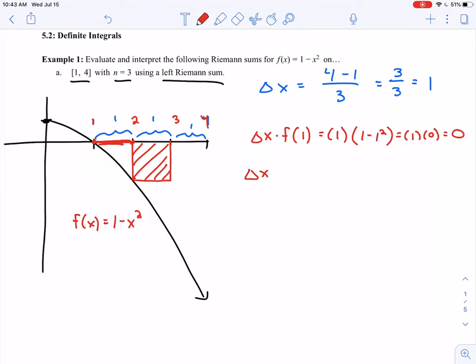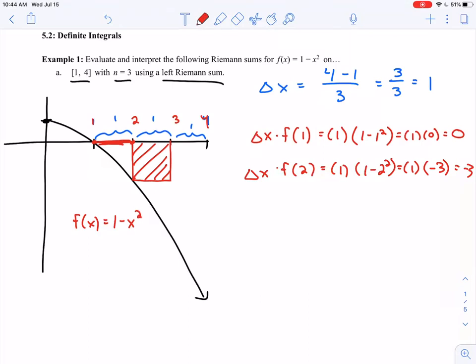So we're looking at calculating the area of that rectangle, which is delta x times the height of my function at 2, so times f of 2. So I'll have 1 times 1 minus 2 squared. This is 1 times negative 3. Look at that. I ended up with negative 3. I don't want to worry about that too much, though. We're going to come back and talk about why this is negative later on.